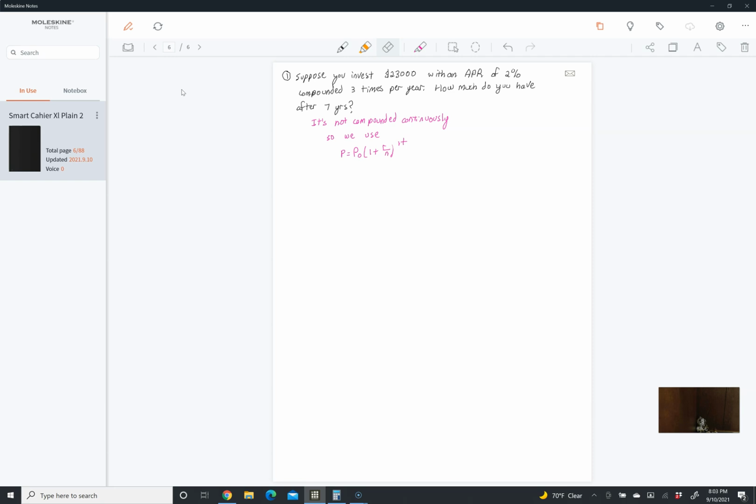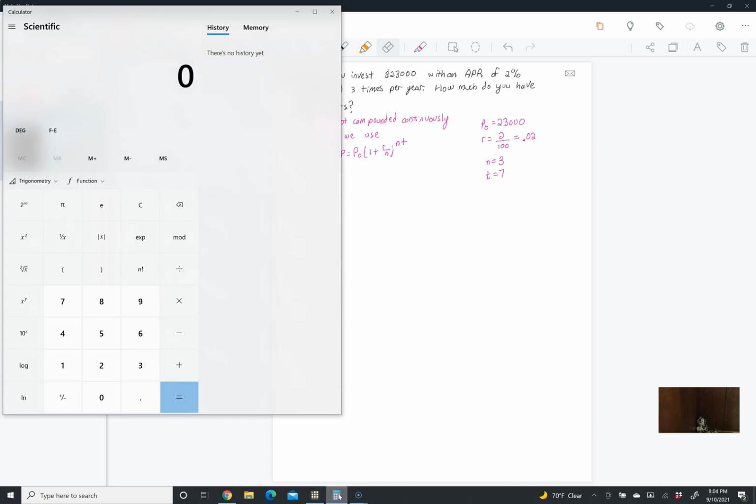Okay, so this is going to tell you which equation. The second part to this problem is then just identifying each of the pieces inside of here. So P0 is your original amount, and it tells you that that's 23,000. Your R is your APR divided by 100, because it's as a decimal, so it's 0.02. Your N is 3, and your T is 7. Okay? And you would just plug this into your calculator.